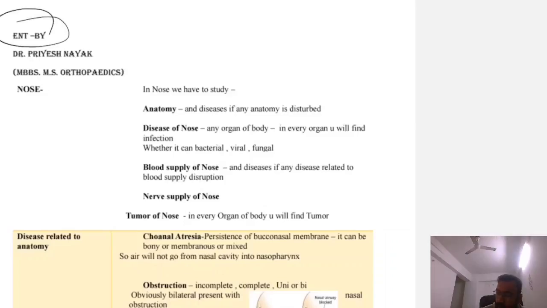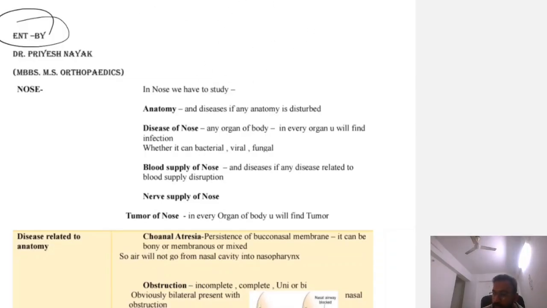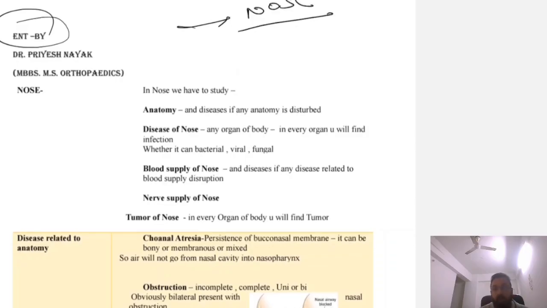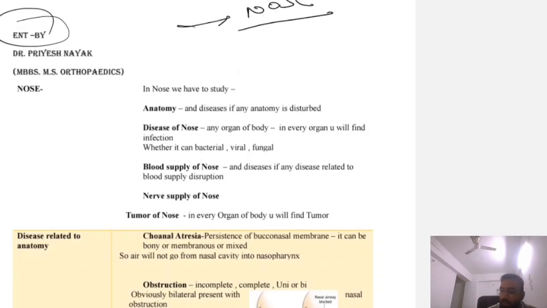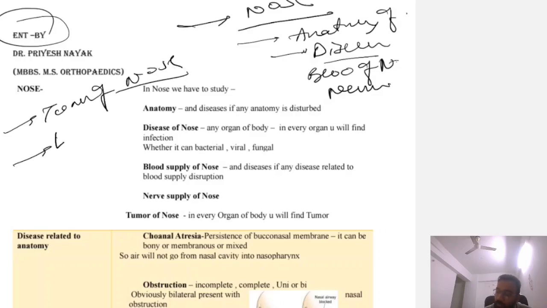Let's start ENT. So in ENT, we will start from nose, then pharynx, then ear, then larynx. Okay, this is the sequence we will follow. So from the nose, in any disease in medical science, to understand any organ, you have to first understand the anatomy of that organ, then diseases related to it, blood supply of that organ, nerve supply, and tumor of nose.